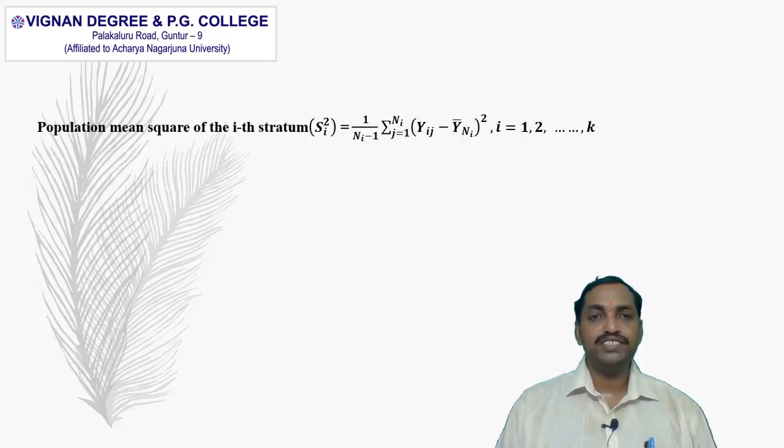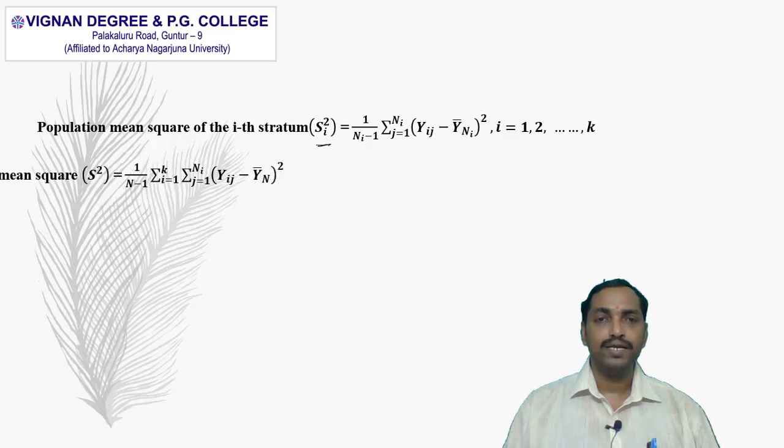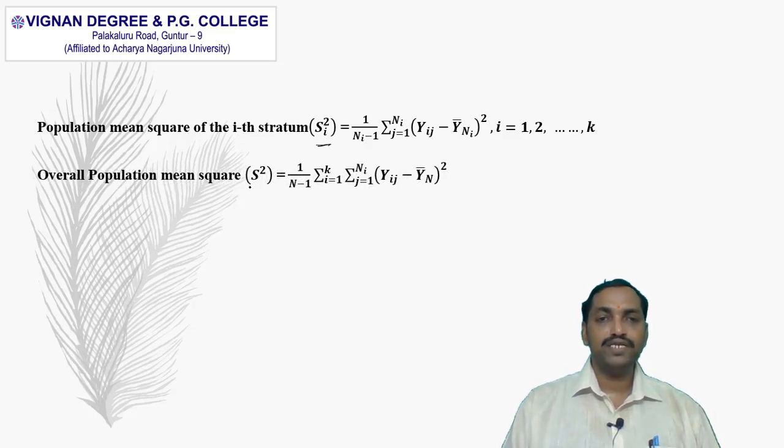Next one, population mean square of the ith stratum is denoted by capital S_i square, which is equal to 1 by capital N_i minus 1 into summation j equal to 1 to N_i (Y_ij minus Y_i bar) whole square. Overall population mean square is represented with the capital S square, which is given by the formula 1 by capital N minus 1 into double summation (Y_ij minus Y bar) whole square.